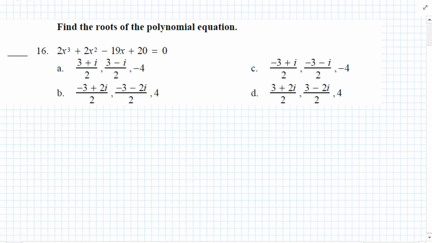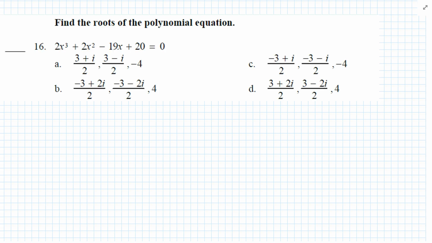Find the roots of the polynomial 2x cubed plus 2x squared minus 19x plus 20. Okay, this one could be a tough one if we forget something. We know if there's a rational root, it's going to be the factors of 20 over the factors of 2. So what are all the factors of 20 over 2? There's a lot of choices here.